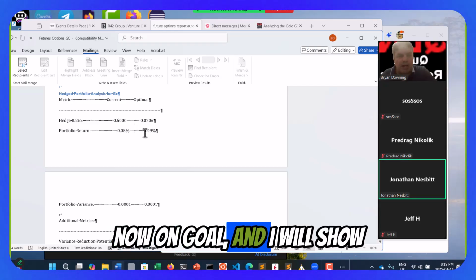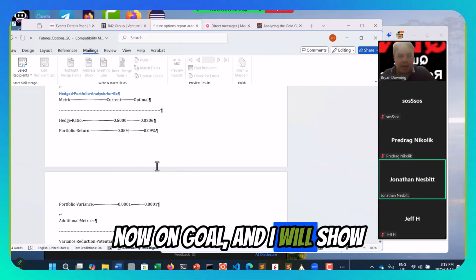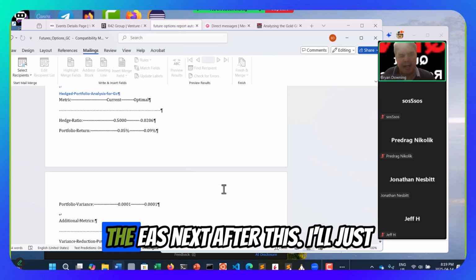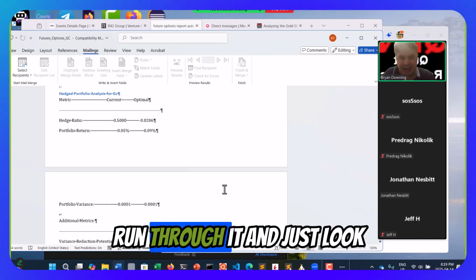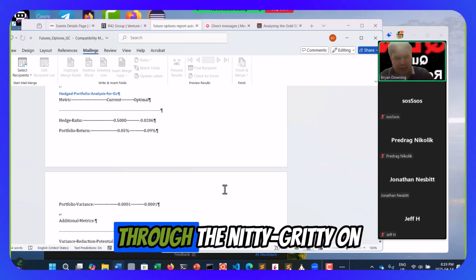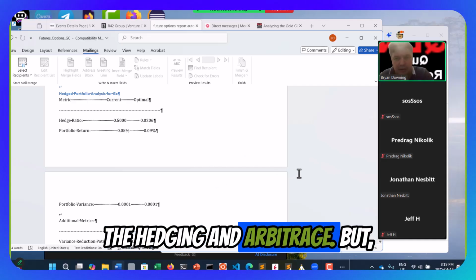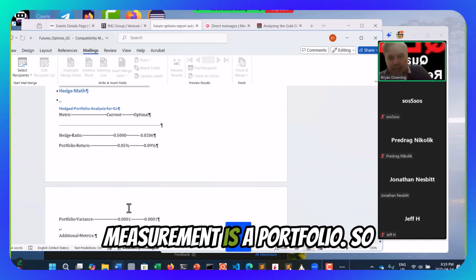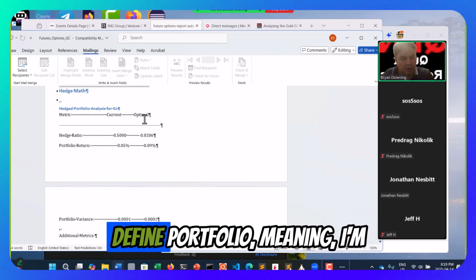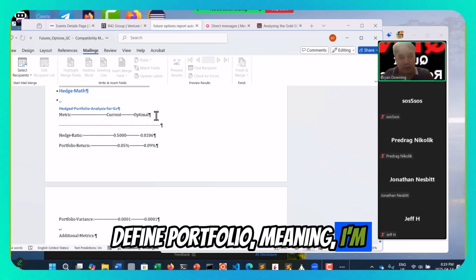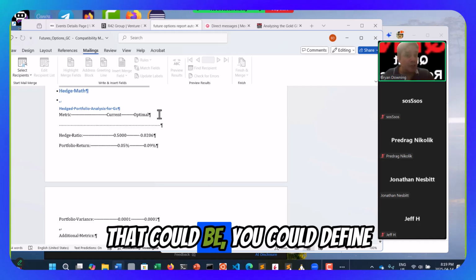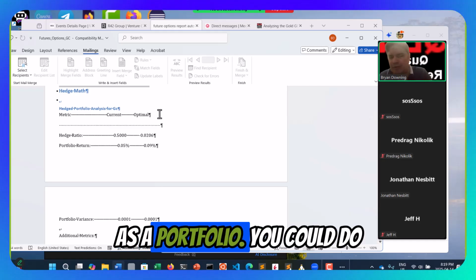We're right now just on pattern recognition on gold, and I will show the CL oil and ES. So I'll show the ES next after this. I'll just run through it and look at the visual instead of going through the nitty gritty on the hedging and arbitrage. But like I said, part of the other measurement is the portfolio. So depending upon how you define portfolio, meaning I'm only going to try to trade energy as a classification, that could be defined as a portfolio.